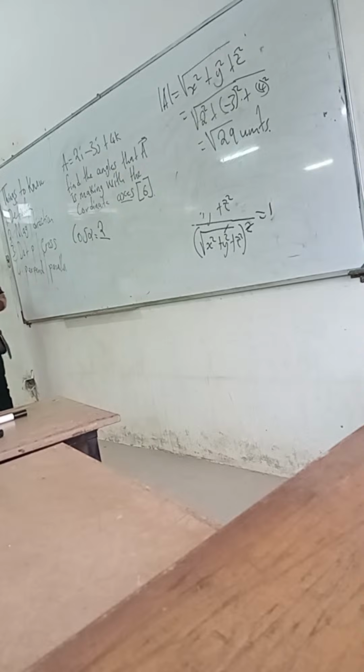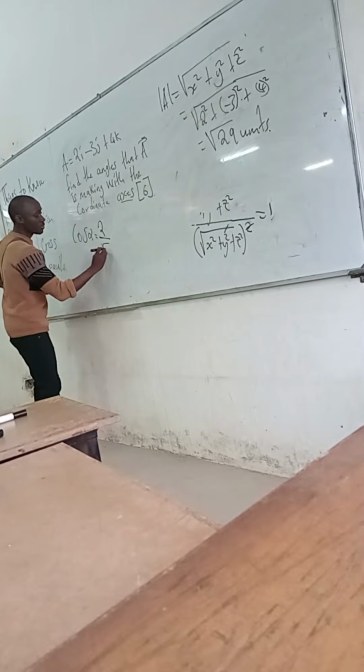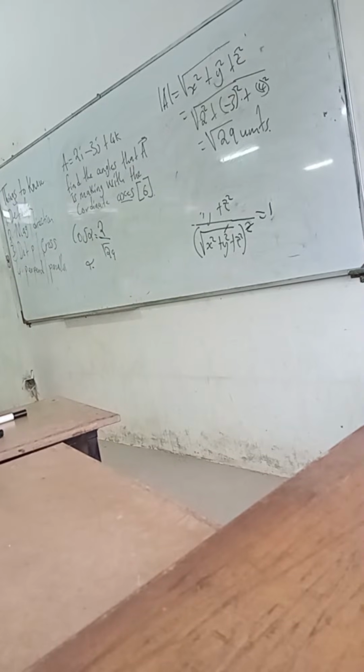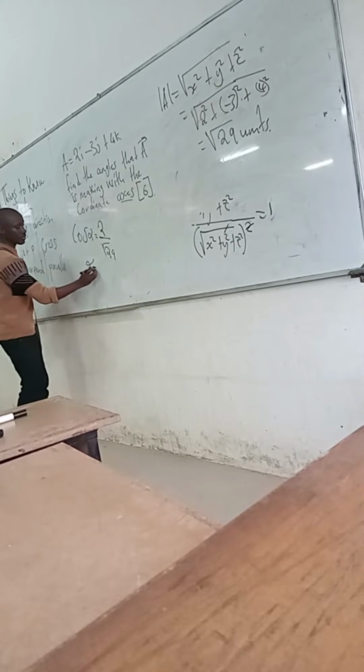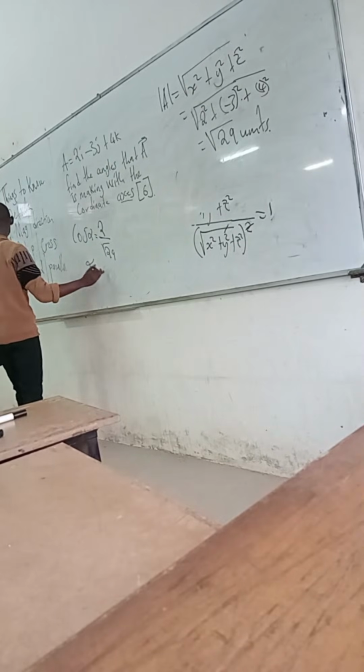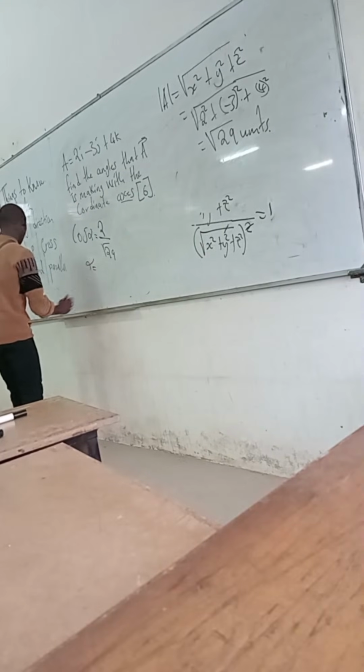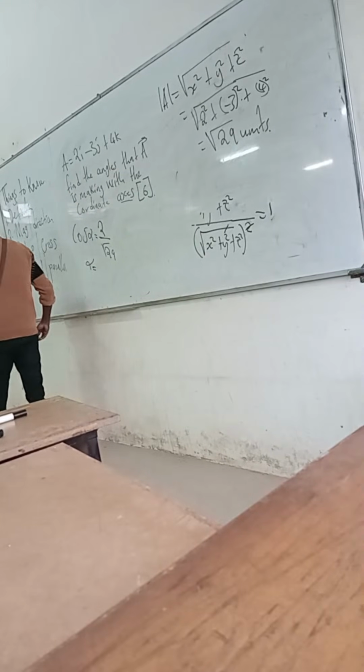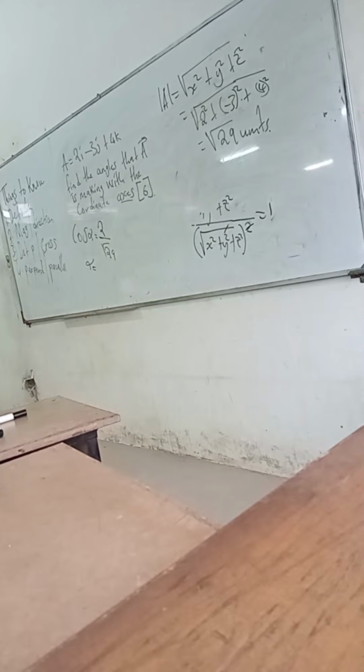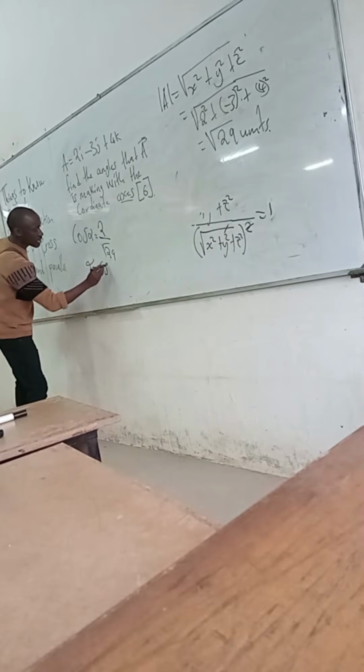Now, how do you find cos alpha? You say the component of x over the magnitude, so 2 over square root of 29. What is the angle? Alpha is 68.2 degrees.